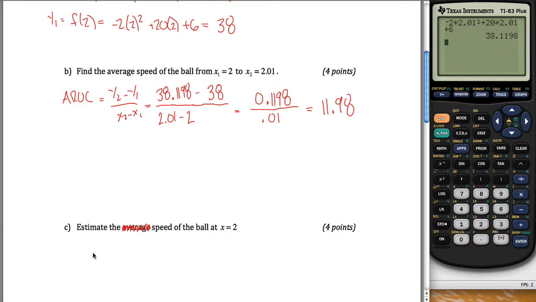The way you estimate it is very similar to the average speed when the time is close to 2. In other words, it's a number very close to this 11.98. Let's say it's about 12. I don't know what else to say about that.